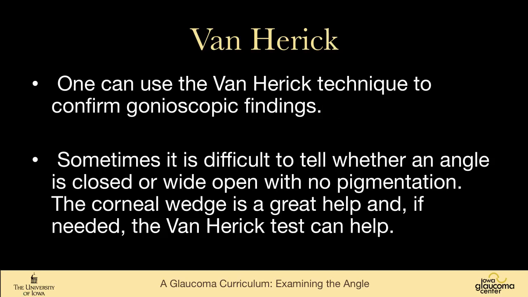The Van Herick technique for estimating angular width is useful to confirm what one is seeing on gonioscopy. For me, sometimes it's difficult to tell whether an angle is closed and all I'm looking at is the inside of the cornea, or whether it's wide open with no pigmentation. The corneal wedge is a great help, and the Van Herick can also help to tell whether the angle is wide open or closed.